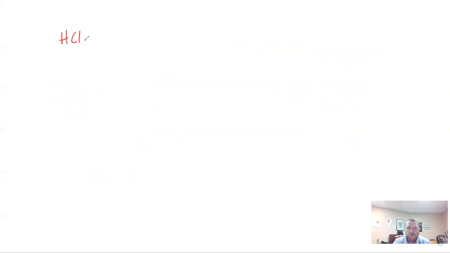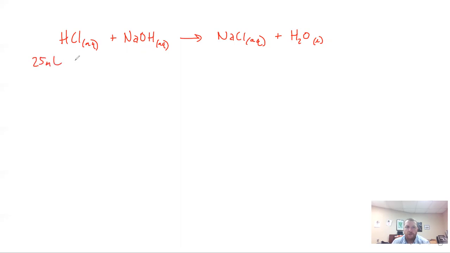HCl plus NaOH, and I produced NaCl aqueous plus H2O liquid. So what I did was I got 25 milliliters of a 0.4 molar HCl solution and 25 milliliters of a 0.4 molar NaOH solution.